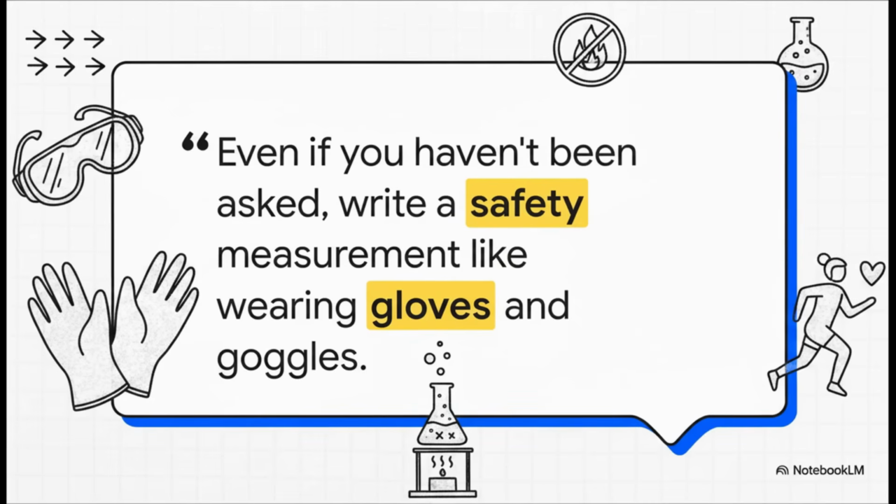Then, add a safety precaution. Even if you haven't been prompted, write a safety measurement. If you're using chemicals or hot water, say wear safety goggles and gloves. If you're using ethanol for a fat test, write keep away from open flames. Or if you're doing an exercise experiment, simply say ensure the subject is healthy before starting. It is just one single sentence, and it secures your final mark.